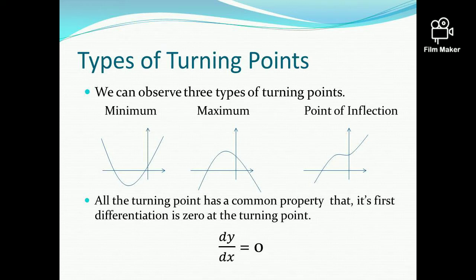When we discuss turning points, we can observe three types of turning points. The turning point occurs at a minimum, as shown in the first graph. A turning point occurs at a maximum, shown in the second graph, and a turning point occurs at a point of inflection, shown in the third graph. Whatever the turning point, one common property is that the first differentiation would be 0 at the turning point, whether it's a minimum, maximum or a point of inflection.